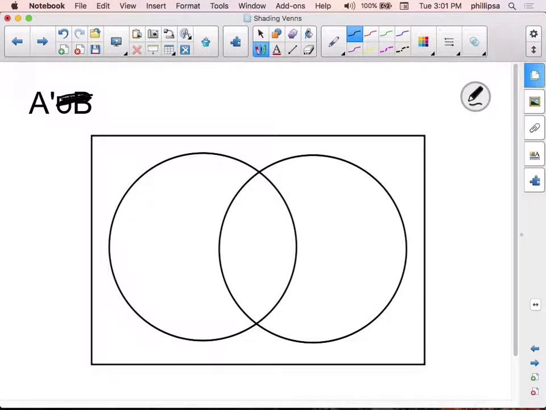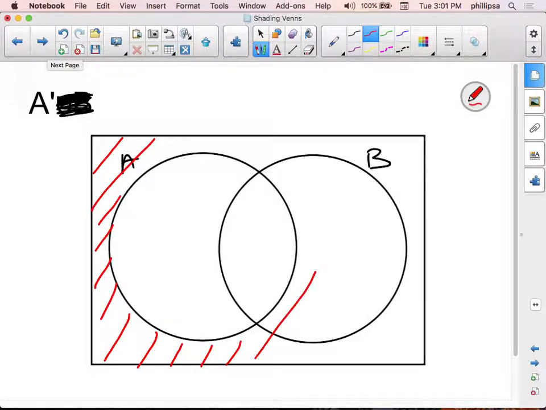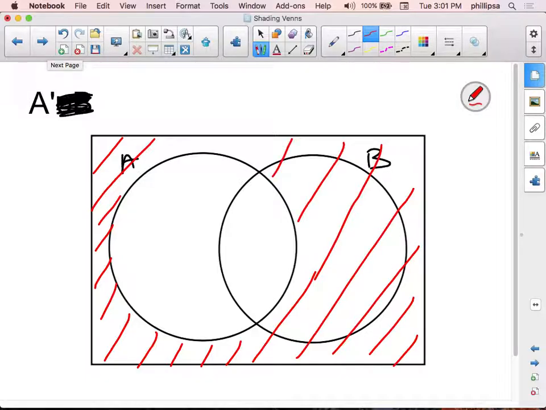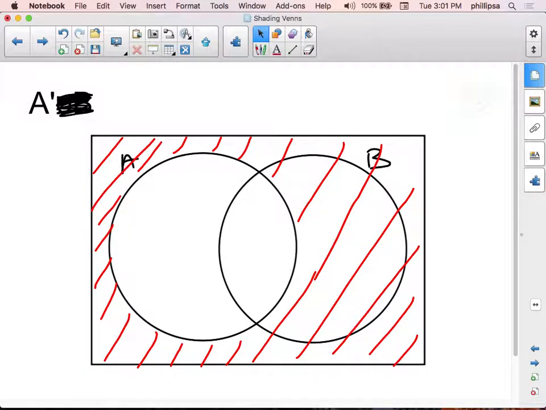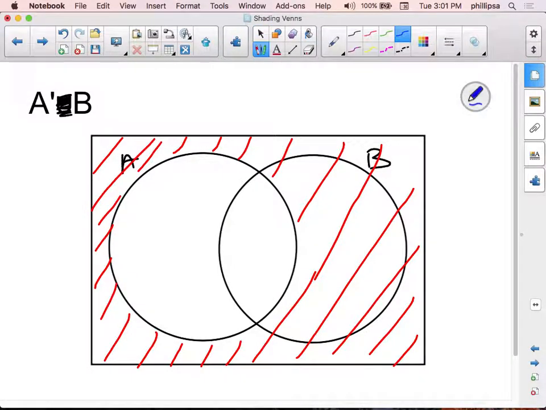So I'm going to keep building on the concept of what I just did. I'm going to ignore everything until I need it. So everything outside of A, A being that one circle, I'm going to shade everything outside of it. Now I'm going to bring in the other part, B. So now I'm going to shade everything inside of B. Well, that's this circle.